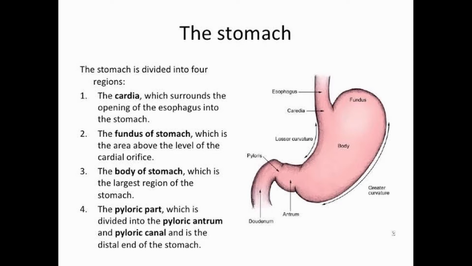Now the third one is the body of the stomach, which is the largest region of the stomach. Now the fourth one is the pyloric part, which is divided into the pyloric antrum and the pyloric canal. As you can see on the diagram, there is a pylorus, and it divides into 2 parts, the antrum and the canal, and is the distal end of the stomach. The cardiac end is the proximal end of the stomach, the pyloric part is the distal end, and the body of the stomach is the largest region. So these are the regions of the stomach.